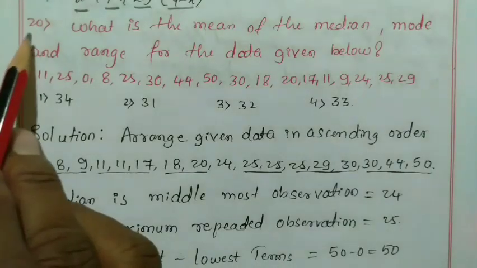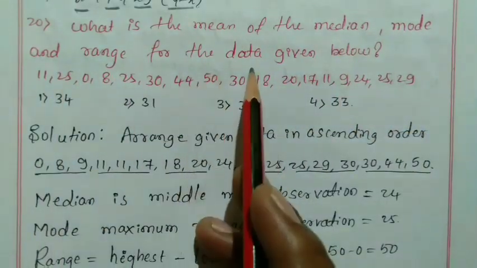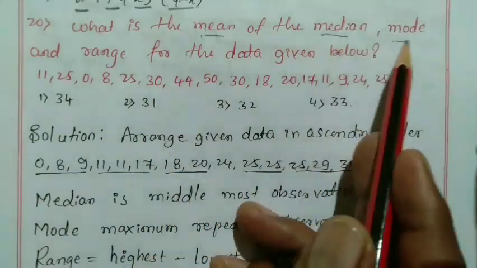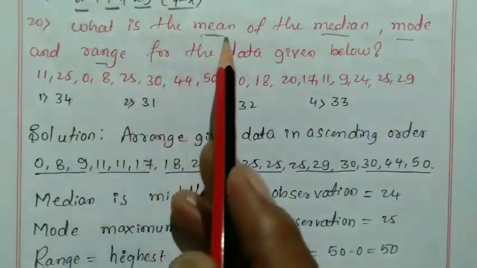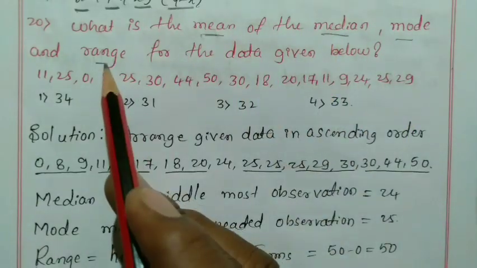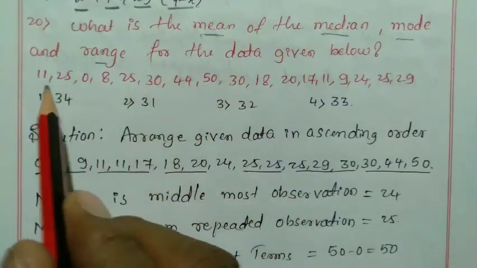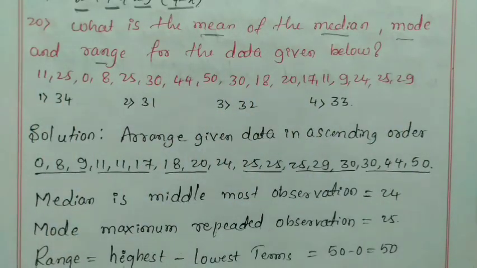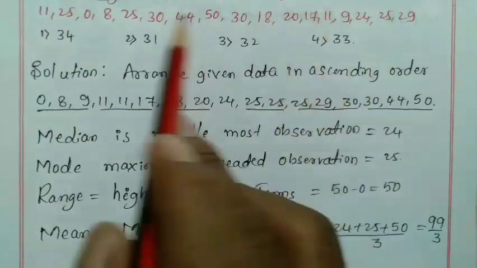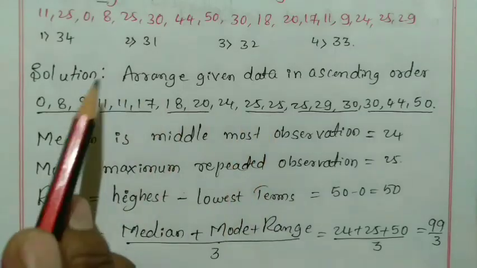And the question is, what is the mean of the median, mode and range for the data given below? You can find the mean of the median, mode and range. These three you can find. If you want to find the mean of median, mode and range, first you can find the median, mode and range for the given data. These all are the given data. So here you can write the solution. After that you can arrange the given data in ascending order. Ascending order means smaller to bigger, or increasing order.